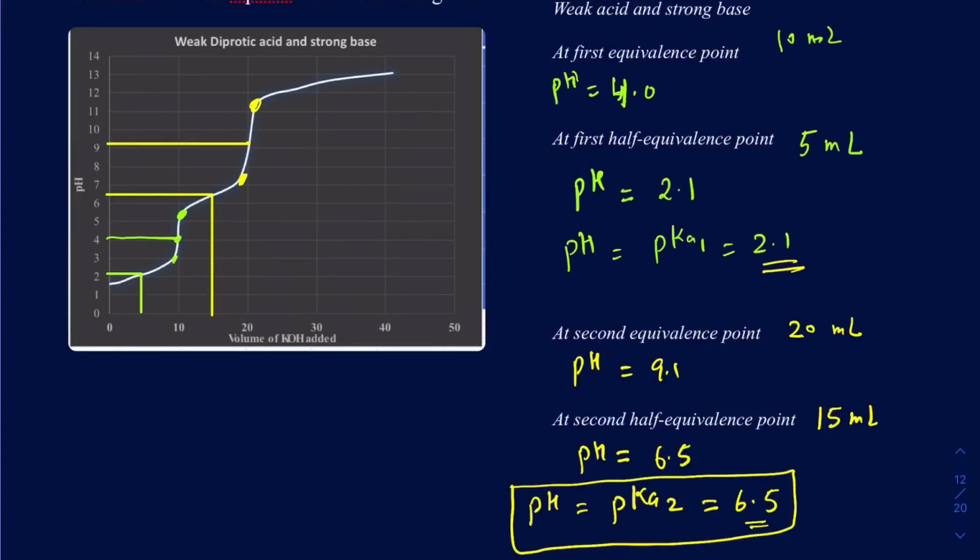And similarly, if you have a triprotic acid, then you would have another equivalence point, and using that equivalence point, you can figure out the information of the pKa3.